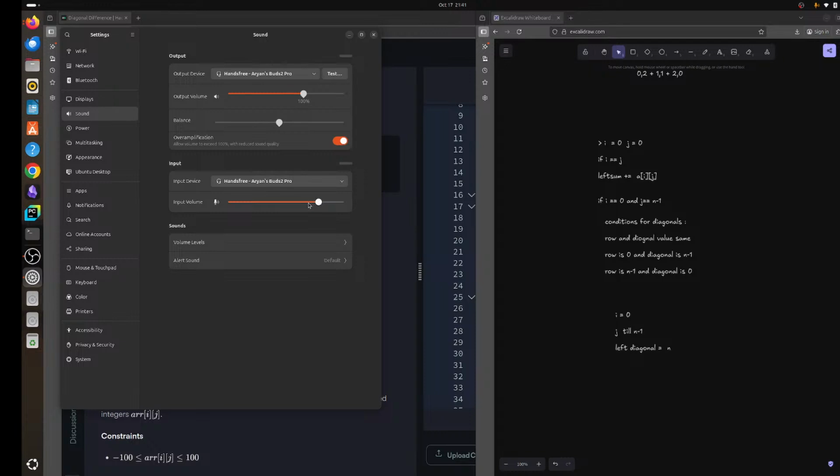Volume. Now it is good, I think. That's better volume. It is not too high.